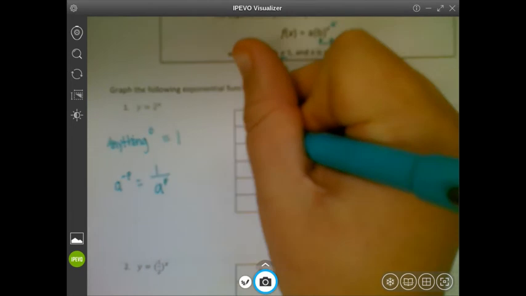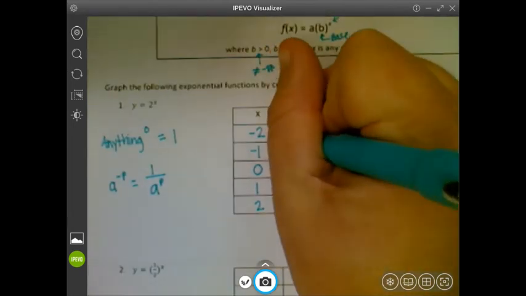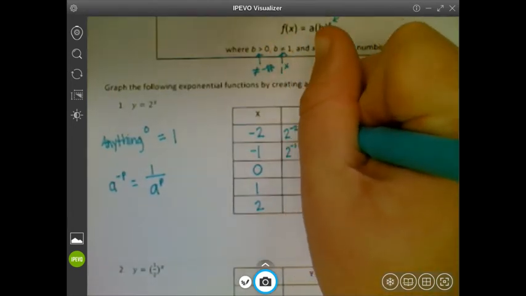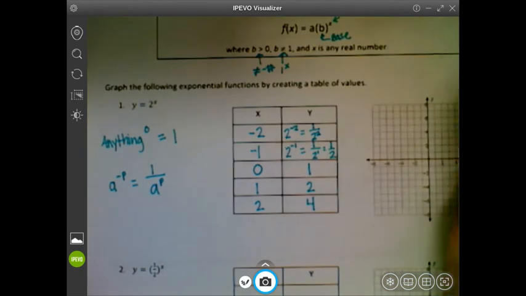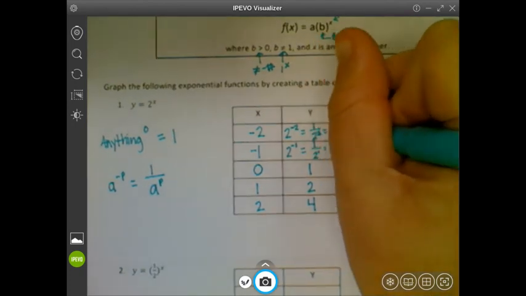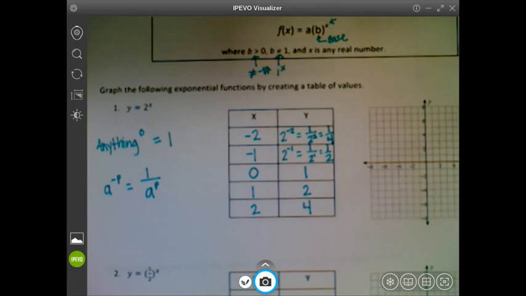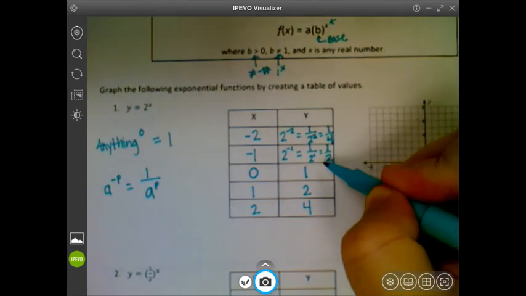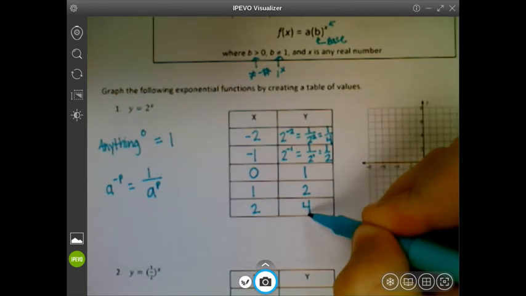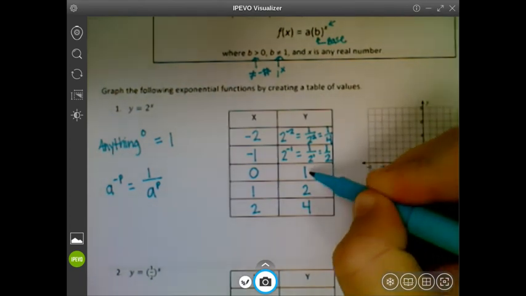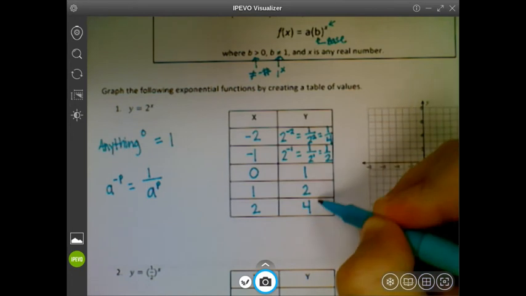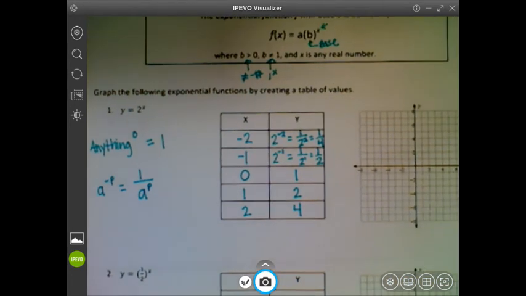The same thing will happen when we put in -2. 2 to the negative second power is 1 over 2 to the second power, which would be 1 over 4. Notice that pattern still continues. You can times by 2, times by 2, times by 2, times by 2. Or if you think about it this way, divide by 2, divide by 2, divide by 2, divide by 2. Those numbers have a pattern going on there.